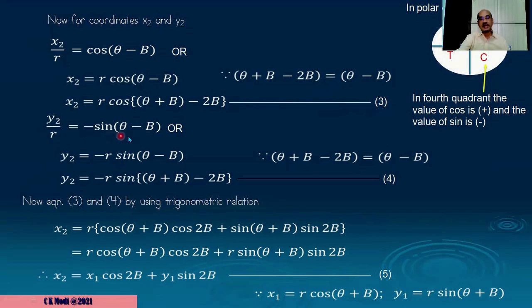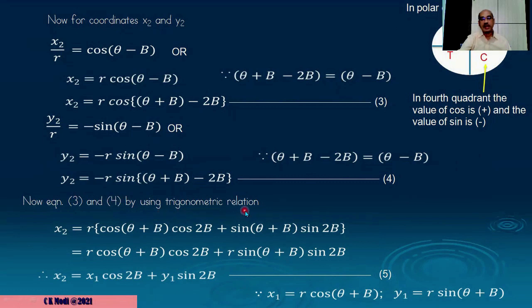Now y2 upon r, why does it become minus sin(theta minus b)? Because look at this here, in polar coordinates in the fourth quadrant the value of cos is plus, however the sign of sine is minus, so that's why the value of sine is minus. So y2 is equal to minus r sin(theta minus b). Okay, so y2 is equal to minus r sin, and instead of theta minus b, we can write it in this way also, theta plus b minus 2b. This is equation number 4.